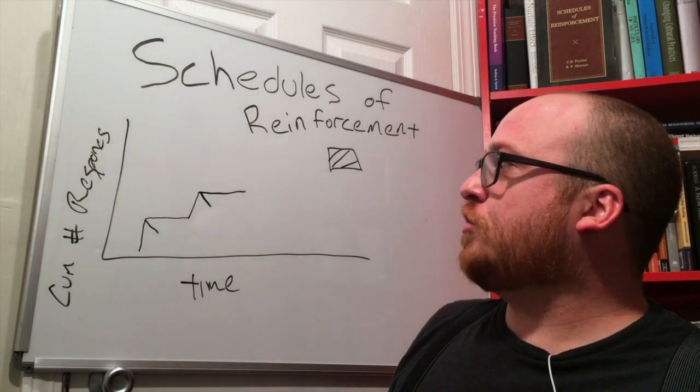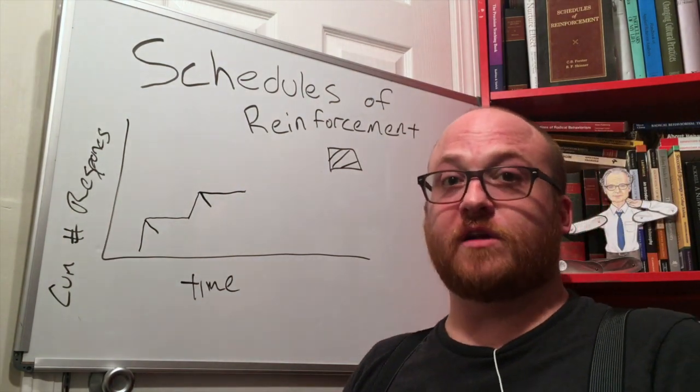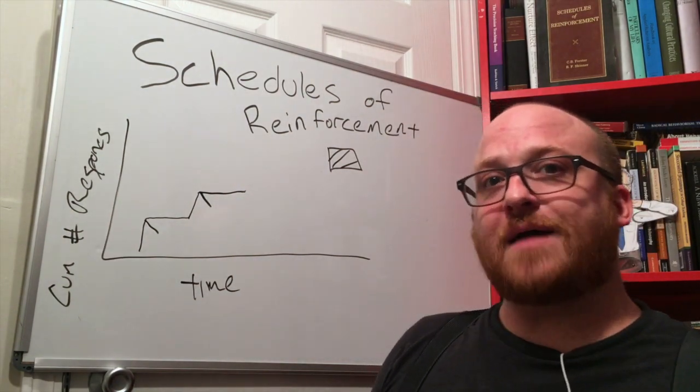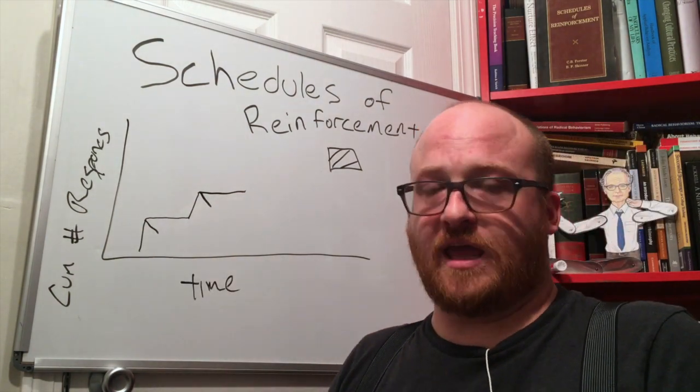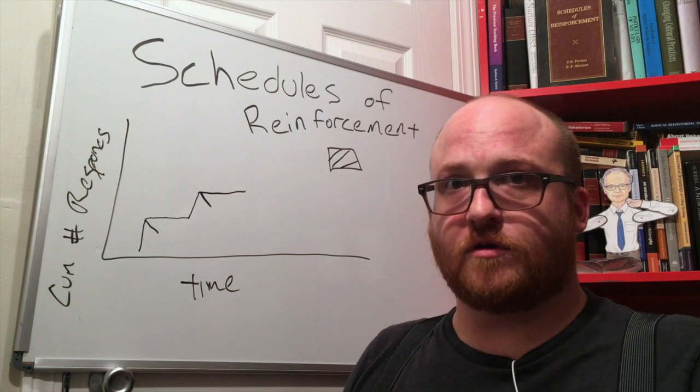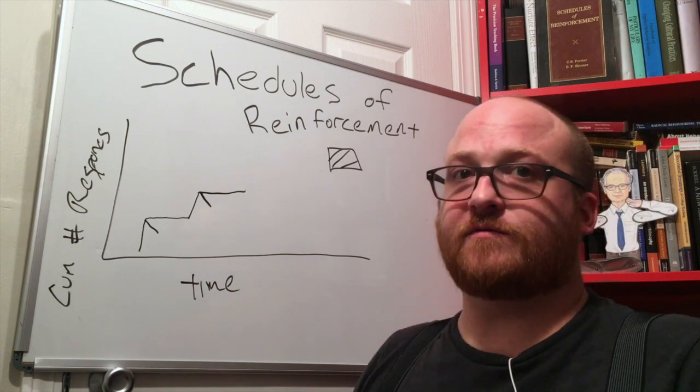In an FR schedule, what you're going to see is what we call a post-reinforcement pause. And all that means is that after reinforcement is given, there are no behaviors, or at least no targeted behaviors, that occur for some period of time.